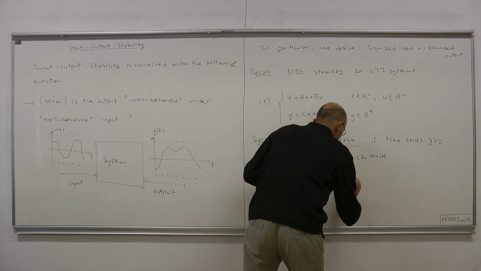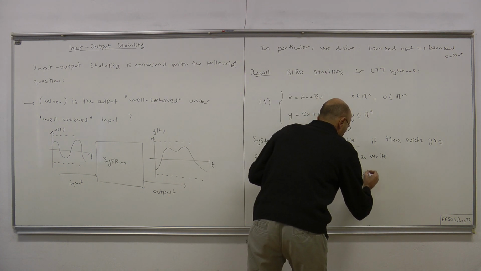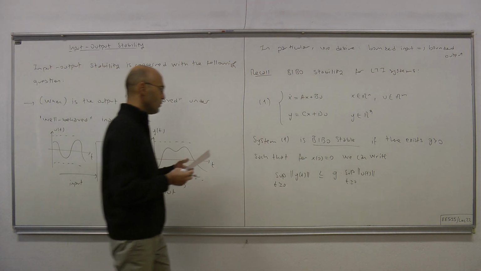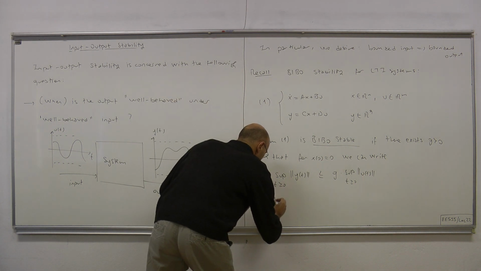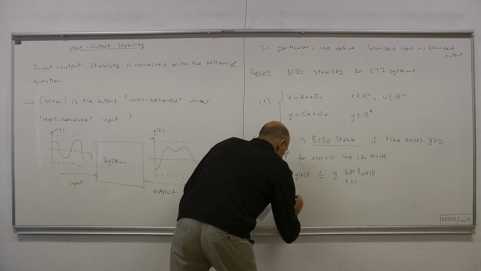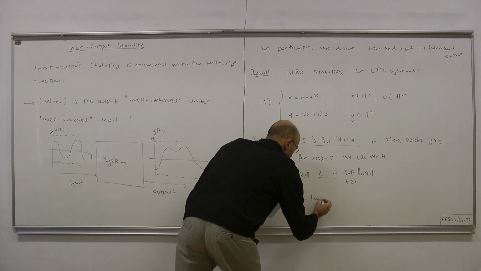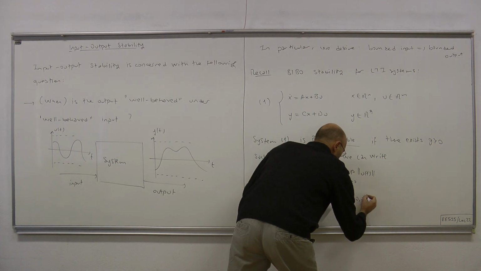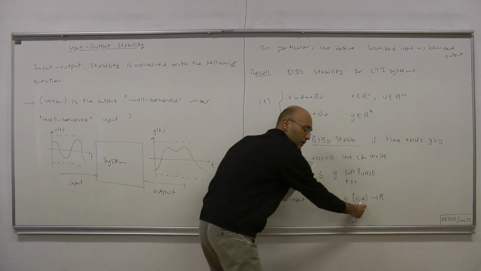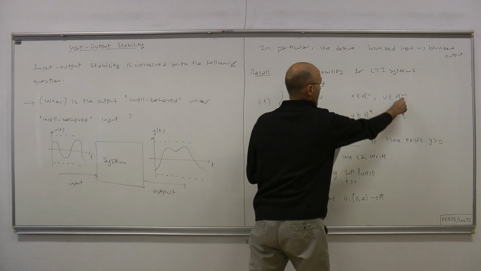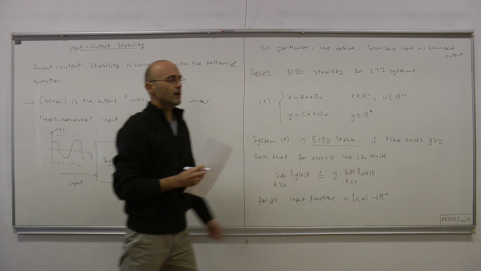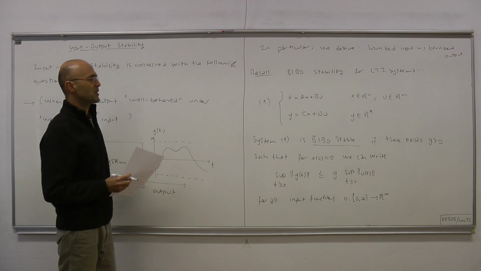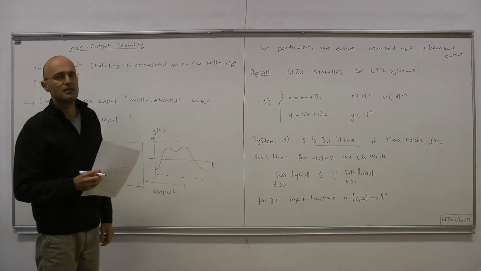Times sup u of t. Okay. For all input functions. From B, we align to R n. Okay. And this sup is, practically speaking, same as max, but sometimes the maximum doesn't exist.